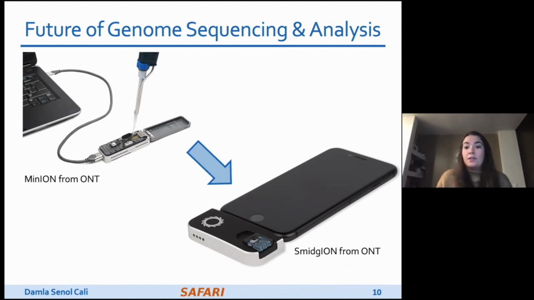But there are challenges, of course. As I said, these devices are generating some data, but we need to perform the required analysis on our phones, which have very limited resources.